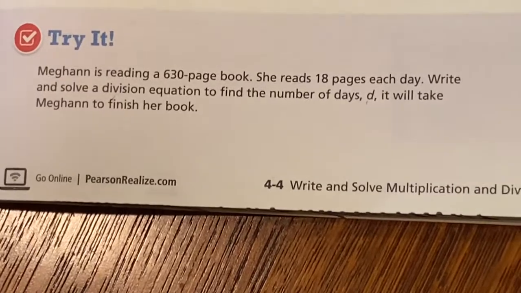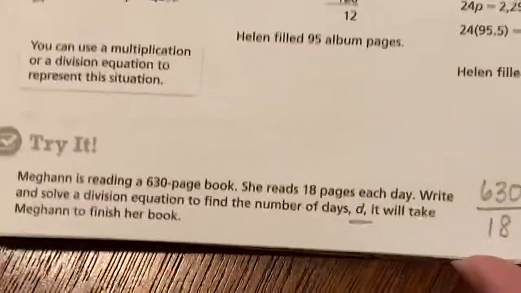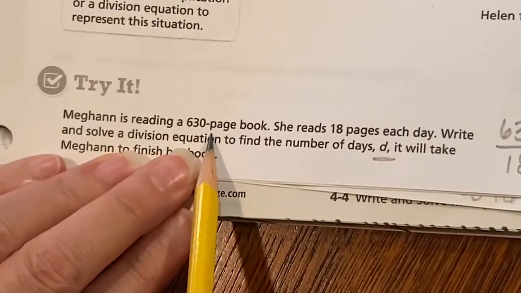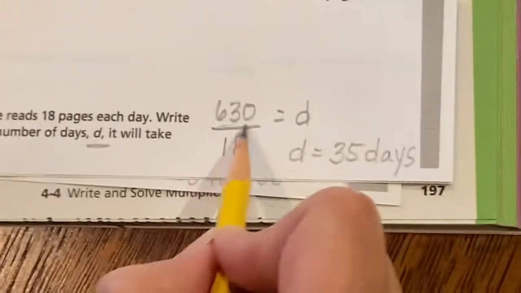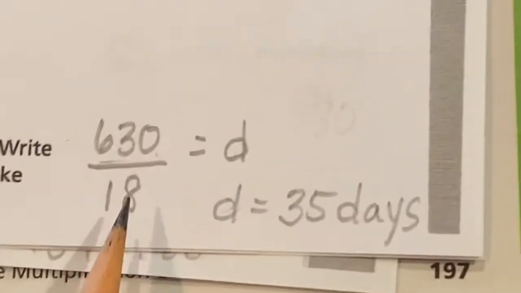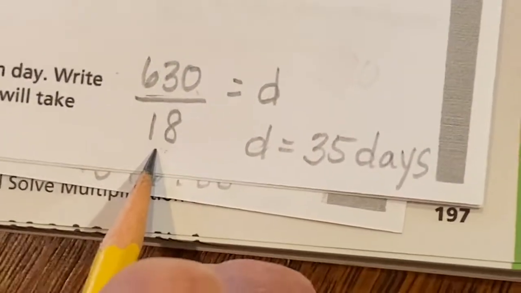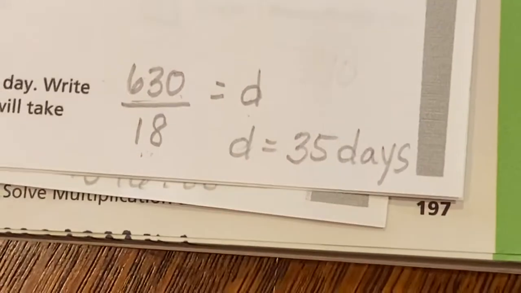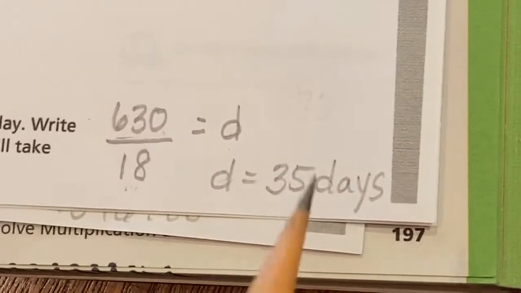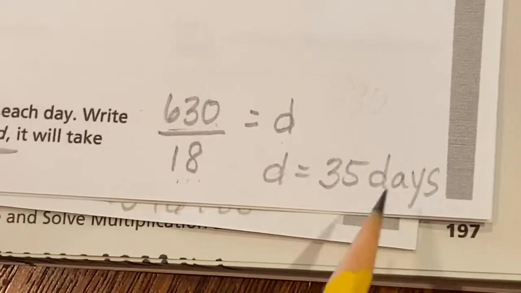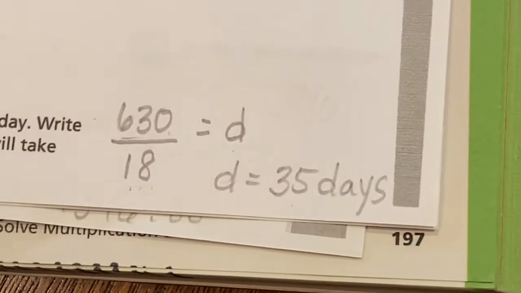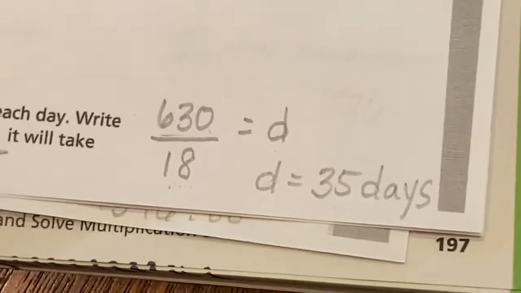Okay, let me go to my page that I can write on here. So 630 pages, there's my 630 pages, and I divided that by 18 because that's how many pages she reads each day. So I said 630 divided by 18 equals D, and D is the number of days. So if I divide 630 by 18, I get 35. So she reads for 35 days to finish her book. Okay, now let's get down to some business. I almost gave away the answers there.